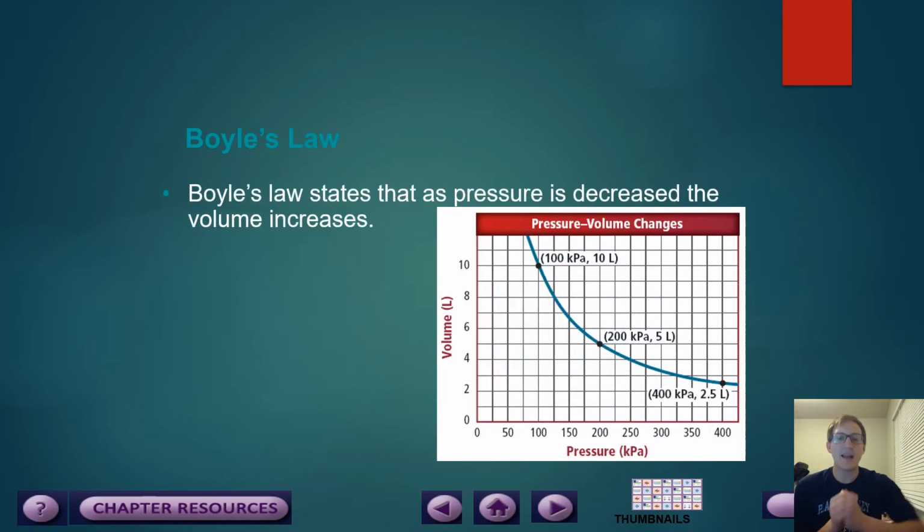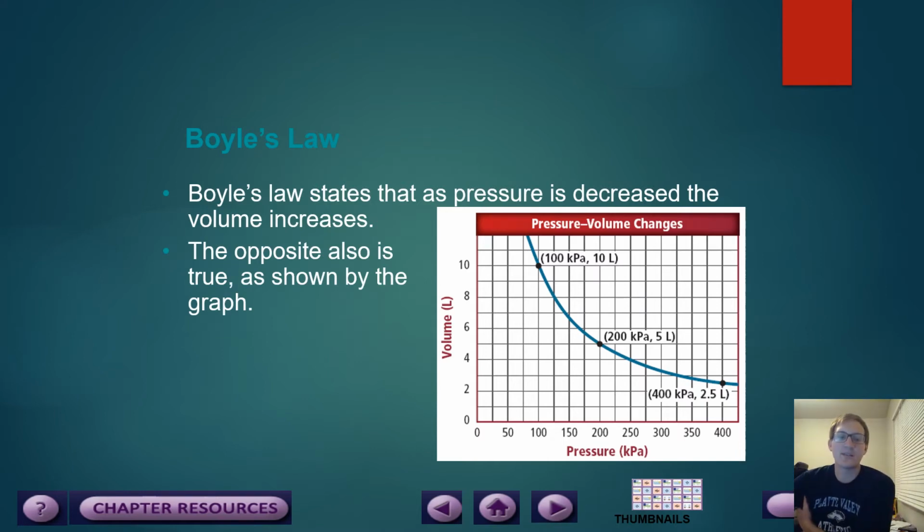Boyle's law states that as pressure is decreased, the volume increases. So as you increase the volume, the pressure is going to decrease. Here is a nice pressure volume curve that shows as pressure increases as we go to the right, the volume has to decrease as we go down. So as I go left to right, remember this is an inverse relationship. As one goes up, the other goes down. The opposite also is true as shown in the graph. As I decrease pressure, the volume goes up. As I decrease the volume, the pressure goes up.